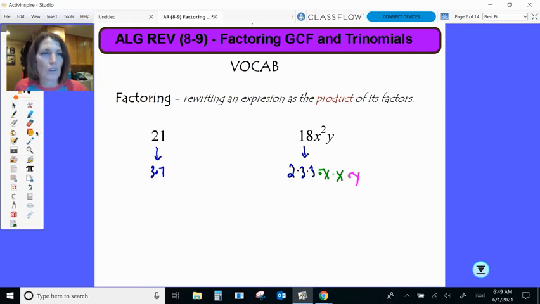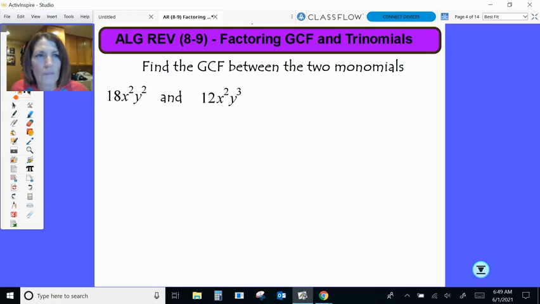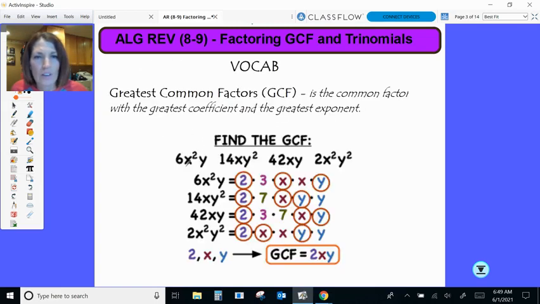So that is the definition of factoring. The greatest common factor is the common factor with the greatest coefficient, in other words the biggest number factor, and the greatest exponent. We're going to talk about how to get that here. We factor out each of these terms, like 6x squared y, and then find the biggest number they have in common and the greatest number of variables they have in common, and that will help us find our GCF. In this case, it's 2, x, and y, so 2xy.